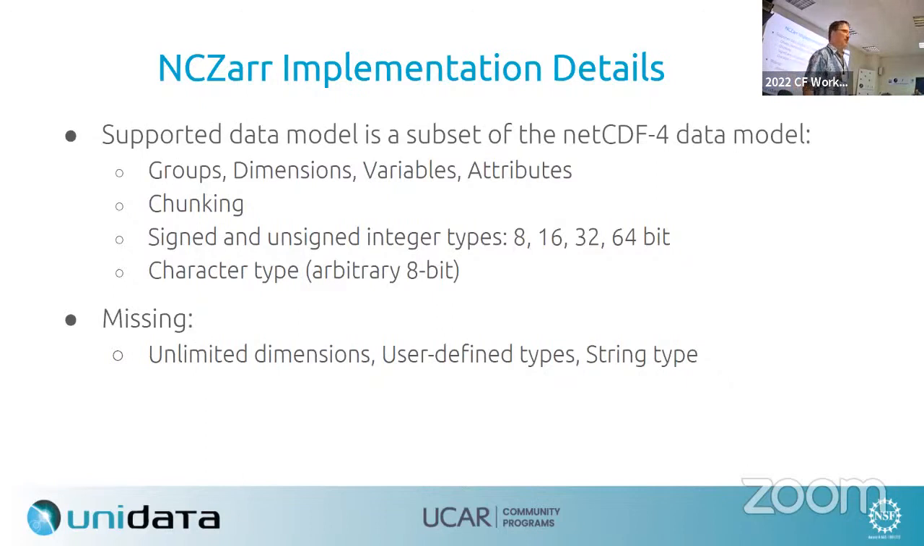So this just goes into some of the details I already mentioned. It does support groups, dimensions, variables, attributes, all the normal stuff from the netCDF3 data model, chunking, and signed and unsigned integers. So a little more than the classic netCDF data model, but not the full enhanced data model. Characters. Unlimited dimensions, user types, and strings are missing from Zarr, and NC-Zarr. Charlie: As of two weeks ago, they put in strings. Oh, you're right. The strings just got added to the C implementation anyway. And I don't believe that's been added to the Java library yet.